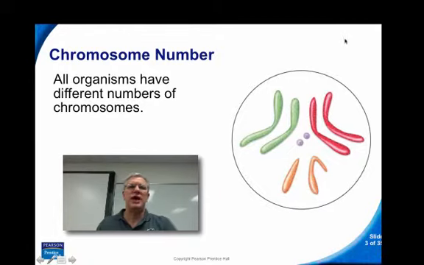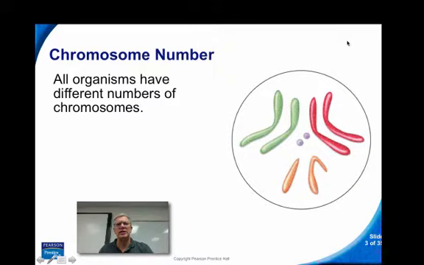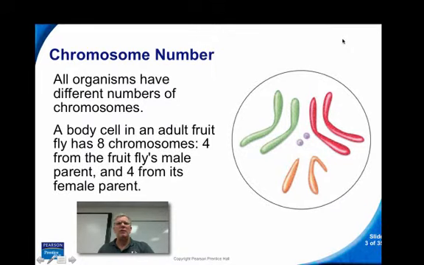Now, all organisms have different numbers of chromosomes. As I mentioned, humans have 46. A lot of studies are done on fruit flies because they have a short lifespan and only 8 chromosomes, so they're a little bit easier to study. So fruit flies having 8 chromosomes total, 4 came from the male and 4 came from the female parent, for a total of 8.